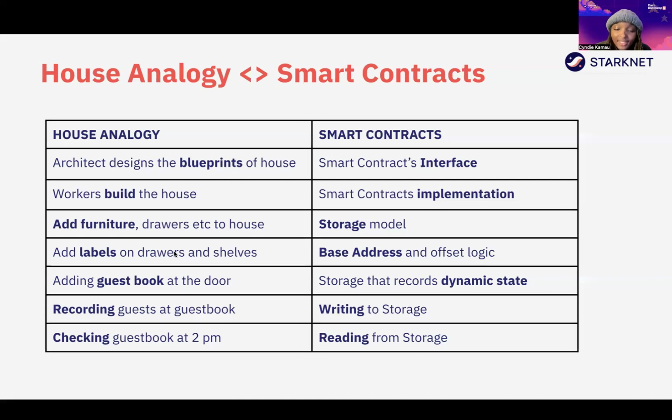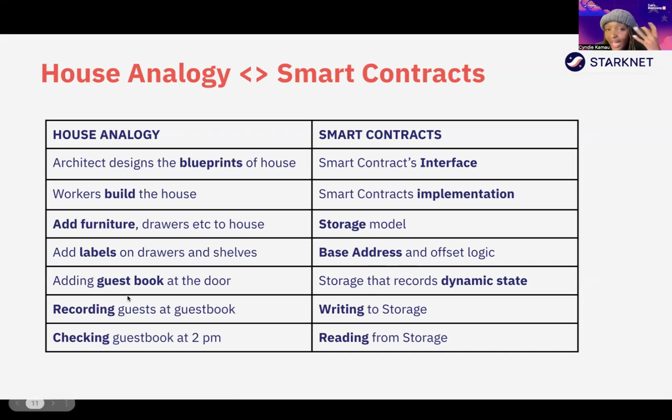And then when we add furniture, drawers, etc., that's now the whole act of storing things inside of our smart contract, right? And then when we add labels, it's just how Starknet in itself is able to locate a certain value when you query it, okay? Which you're going to see later on, something we call base address and offset logic, okay?